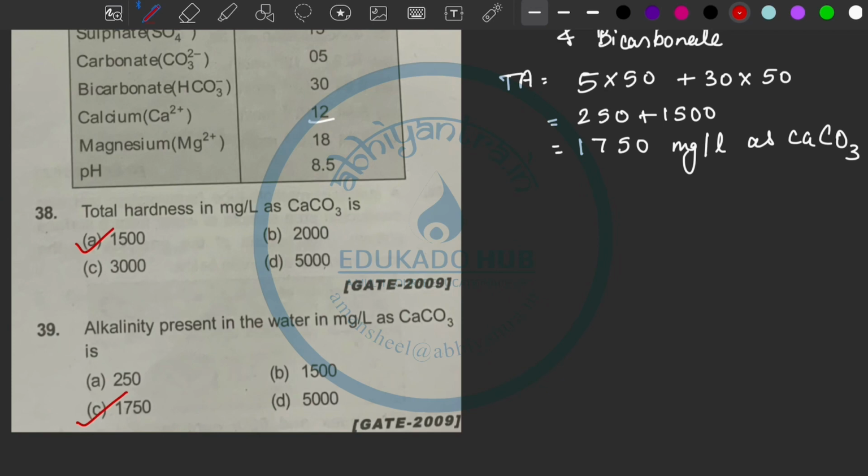So see, this type of question came for 2 marks. If we know the concept, this will just save our time, right?